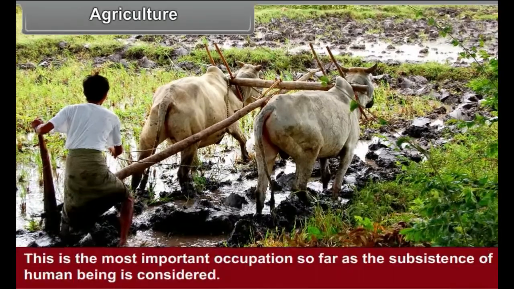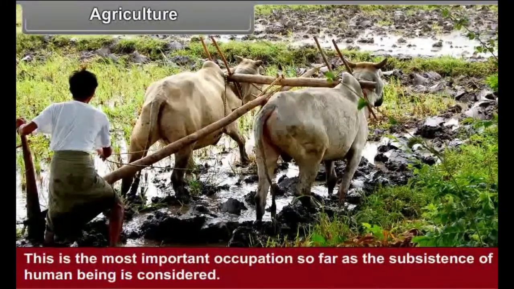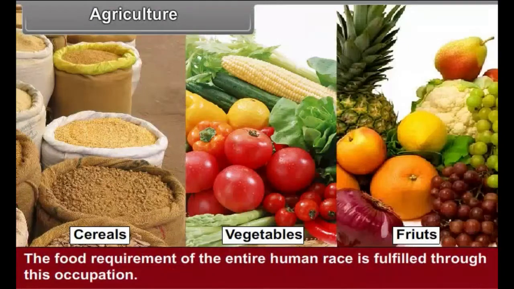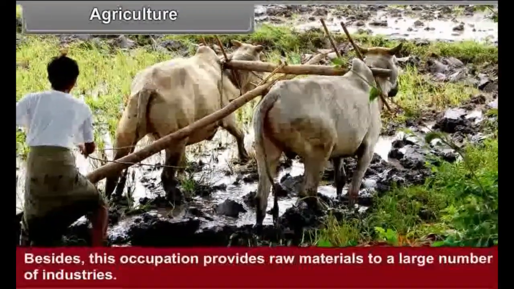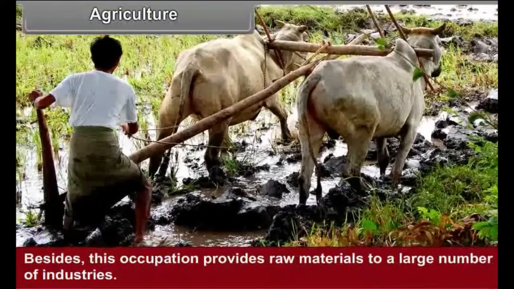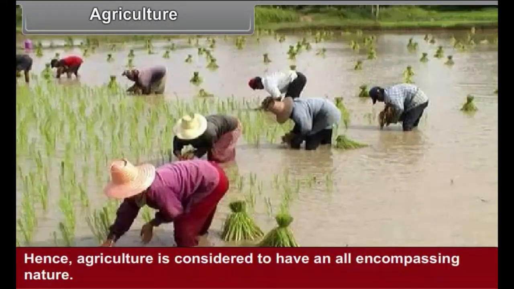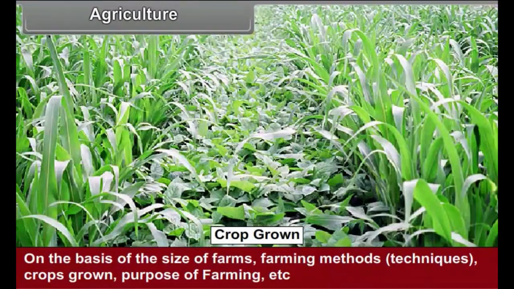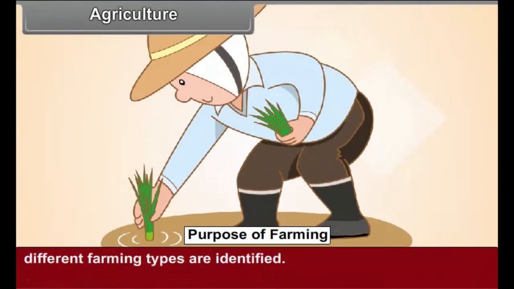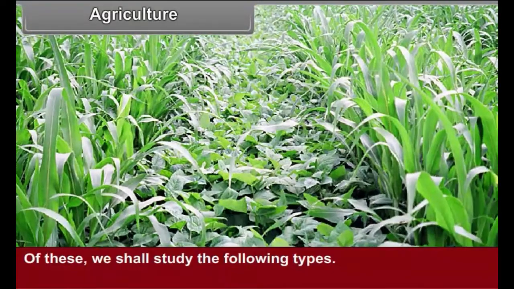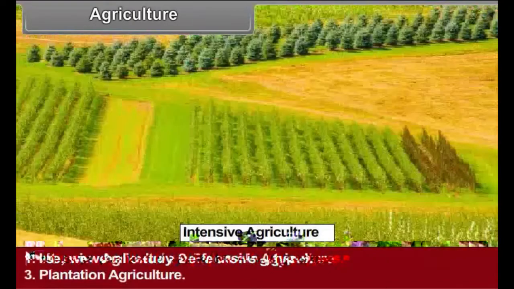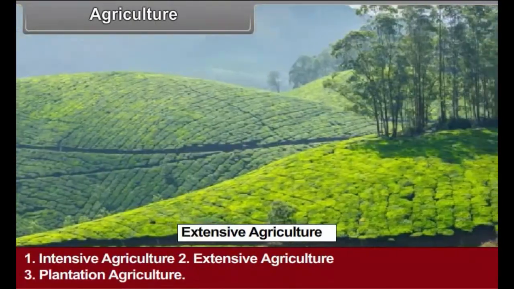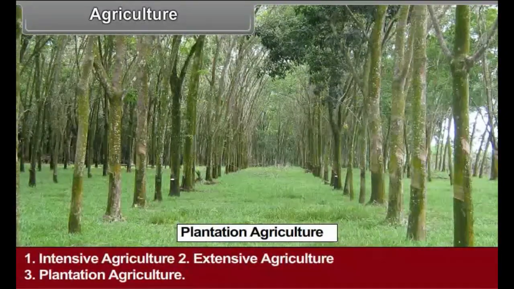Agriculture. This is the most important occupation so far as the subsistence of human beings is considered. The food requirement of the entire human race is fulfilled through this occupation. Besides, this occupation provides raw materials to a large number of industries. Hence, agriculture is considered to have an all-encompassing nature. On the basis of the size of farms, farming methods, that is, techniques, crops grown, purpose of farming, etc., different farming types are identified. Of these, we shall study the following types: intensive agriculture, extensive agriculture, plantation agriculture, see figure 13.2.